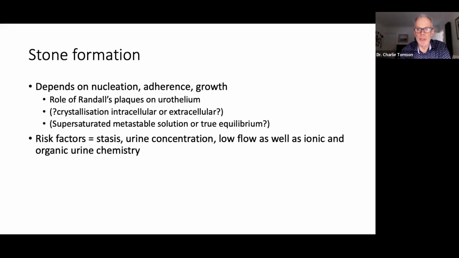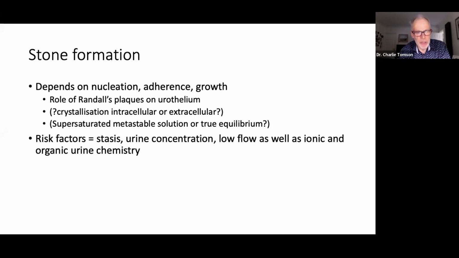I'm going to give you a few slides on how stones form. Stones form because of nucleation of crystals and then adherence to something within the urinary tract to stop them being washed away by the flow of urine, and then growth by crystal accretion. It's a very complicated phenomenon, and I don't pretend to understand the basic science behind nucleation, adherence, and growth. But there's something called Randall's plaques, which are calcific plaques that appear on the surface of the urothelial lining, which are clearly important in the genesis of kidney stones.